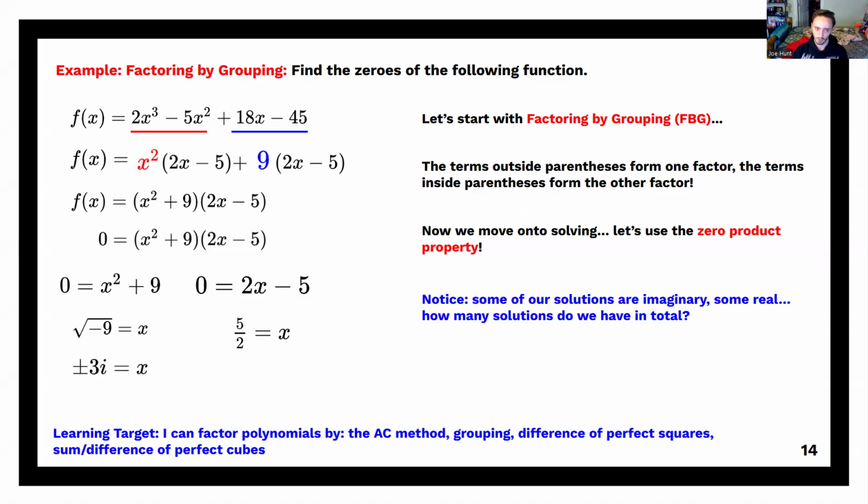I've got one real solution and two imaginary solutions. I want you to look at the original degree of this problem, though. If you look at f of x and the leading degree, how many solutions would we expect for a cubic function? Reasonably, we should get three of them, right? So even though two of them are imaginary and one of them is real, algebraically, we've accounted for all three of them. We know exactly what they are and what their types are.